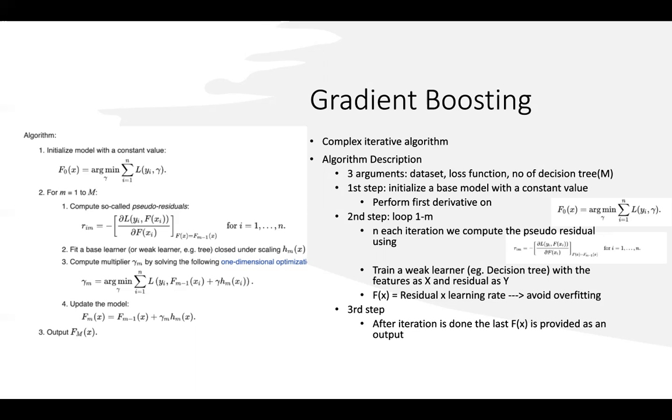Thirdly, the algorithm needs to be provided with how many decision trees we would want to build to predict the next residual. For the sake of description, we can denote the number of decision trees to be built as M, for instance. So M would need to be provided as an input to this algorithm.